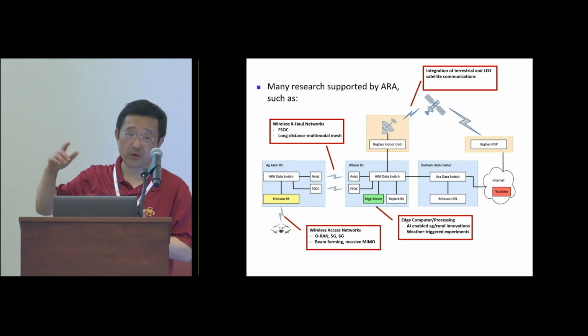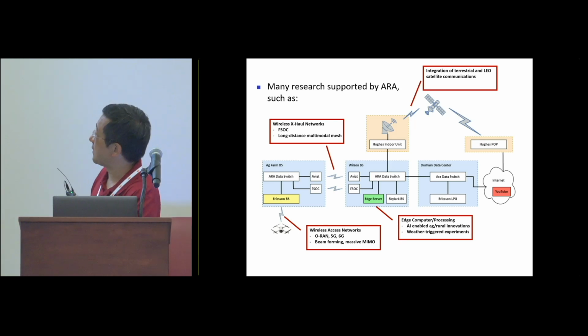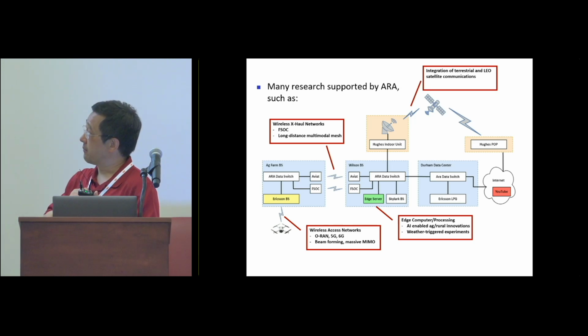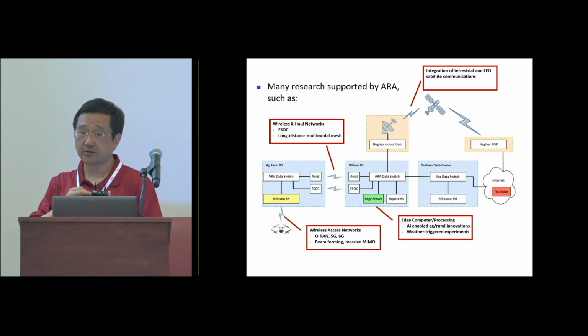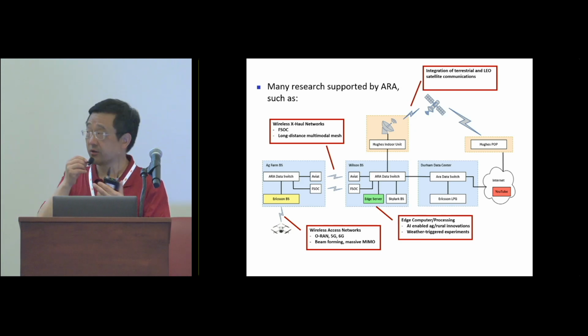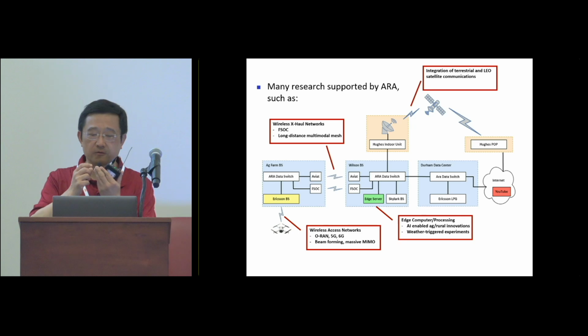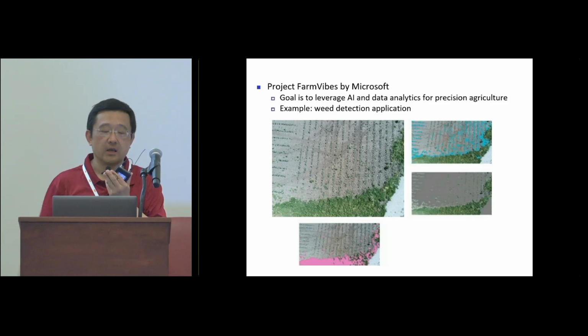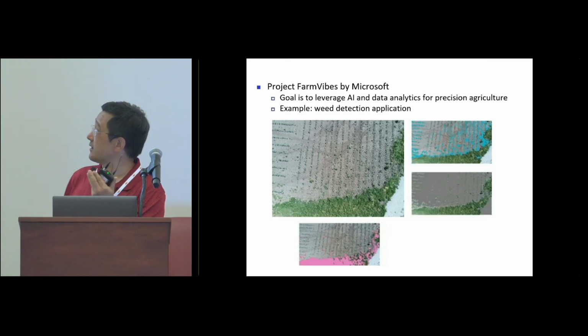So this is basically, we already talked about many possible different research topics for different wireless links. And at the bottom, related to the edge server, I listed many possible interesting research topics like AI-enabled agri-rural innovations and also weather-triggered experiments and so on. One of the applications we ran is the Project FarmVibes application by Microsoft. The goal of the project is to leverage AI and data analytics for precision agriculture.